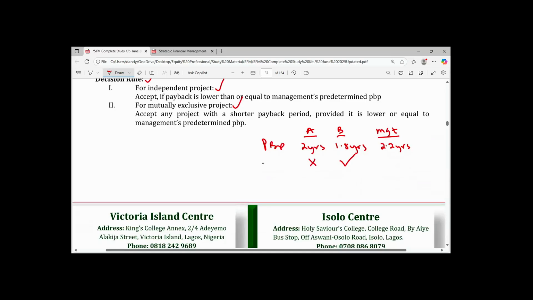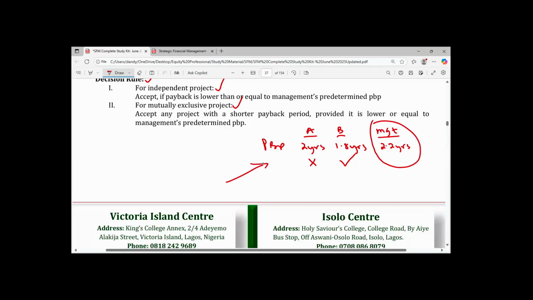Now, the examiner can ask you to calculate payback period, and you then have to advise on the acceptability of the project. Whenever you want to make a decision under payback period, whether the company should accept the project or not, you are expected to benchmark your calculated payback period with the management predetermined payback period. If the management predetermined payback period is not given to you, there will be no basis for the acceptability of the project. So in this circumstance, what are you supposed to say?